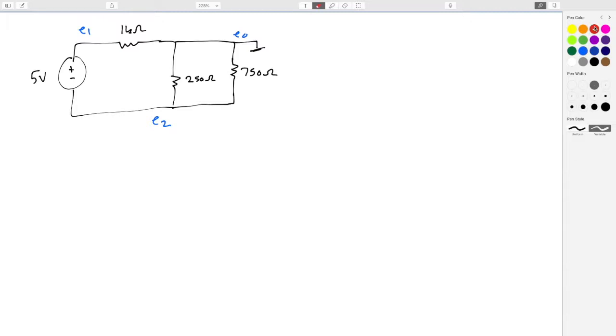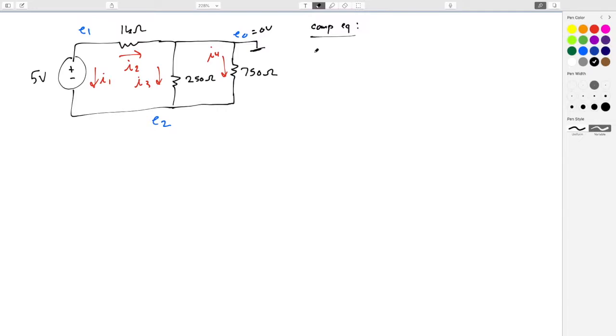Then let's label our currents. I'm going to call this one I1 again. Let's call this one I2. Let's call this I3, and let's call this I4. All right, and remember, E0 equals 0 volts, just for reference. So I'm going to immediately substitute that in while I'm coming up with my equations. So our component equations.